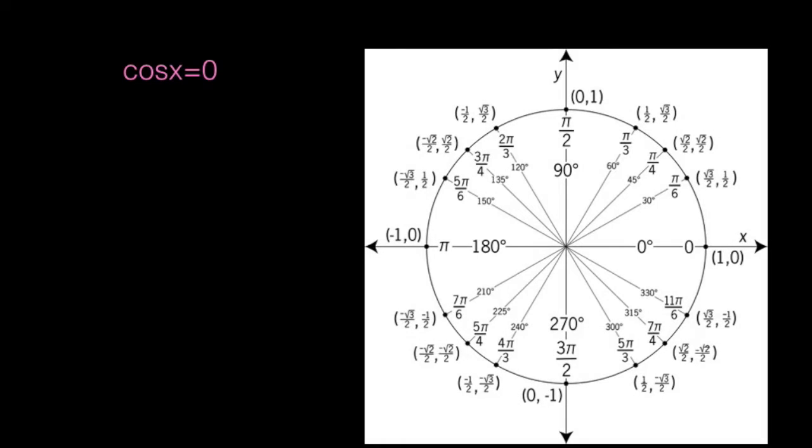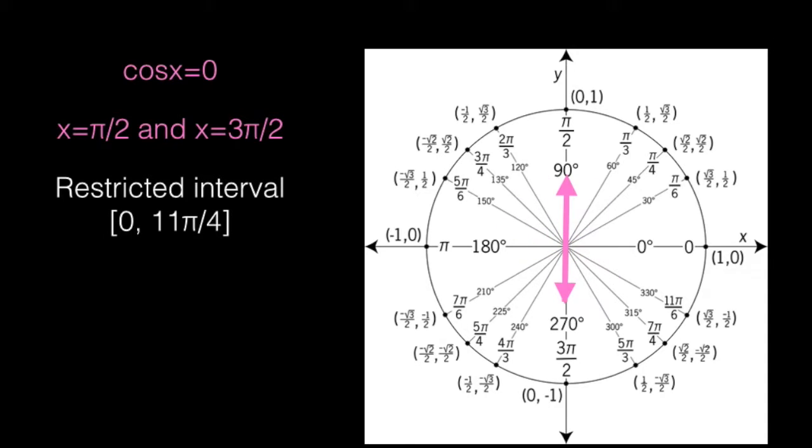Now let's look for the values of x that make cosine x equal to 0. Again, we look at the unit circle and we find that when x is equal to pi over 2 and when x is equal to 3 pi over 2, cosine x is equal to 0. But this is only on the interval 0 to 2 pi. The question is asking us to find the x values on a restricted interval of 0 to 11 pi over 4. So it goes from 0 to 11 pi over 4.